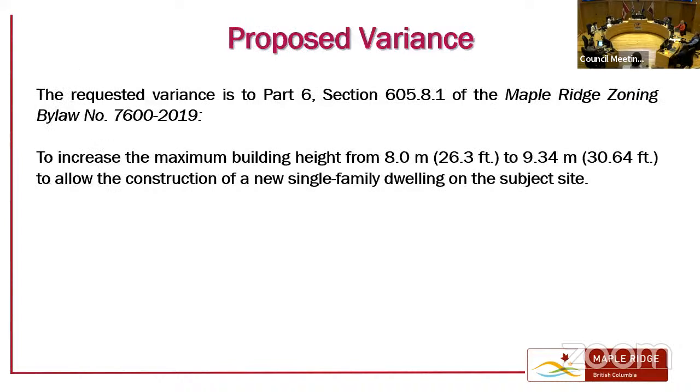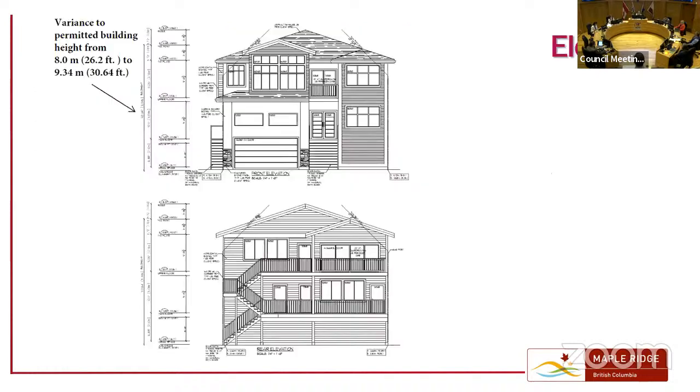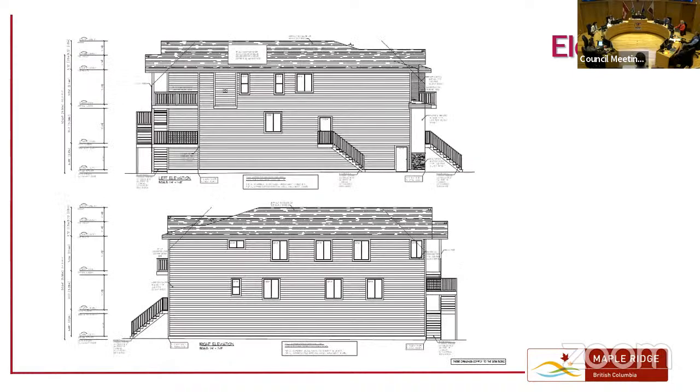So the proposed variance is to vary part 6, section 605.81 of the Maple Ridge zoning bylaw to increase the maximum building height from 8 meters to 9.34 meters to allow the construction of a single family dwelling on the site. And this is a proposed elevation of the building showing the height variance from 8 meters to 9.34 meters at the front and the back of the house and on the sides of the house.